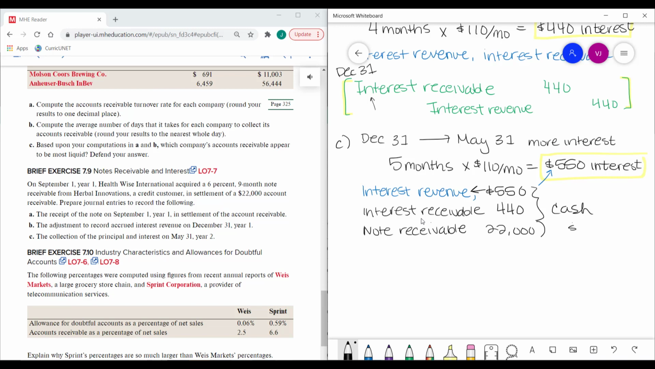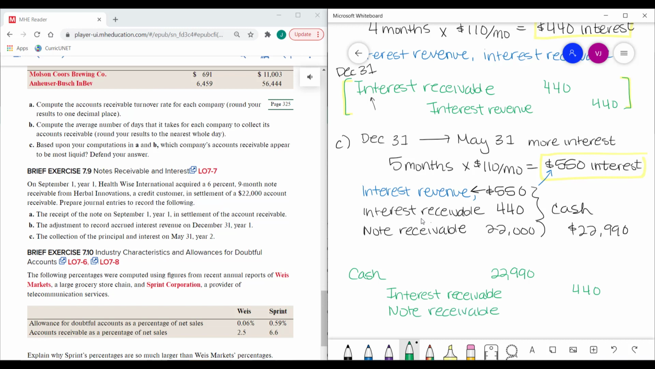And how much cash is that? That's going to be $22,990. So there's 4 accounts involved here. So how do we record the receipts of cash? We debit cash, right? In this case, we would debit cash for $22,990. And I'm going to credit the interest receivable account, since now I'm receiving that. It's that interest of $440 is no longer owed to me, right? So I'm going to credit that interest receivable. I'm going to credit the note receivable, since now it's being paid.